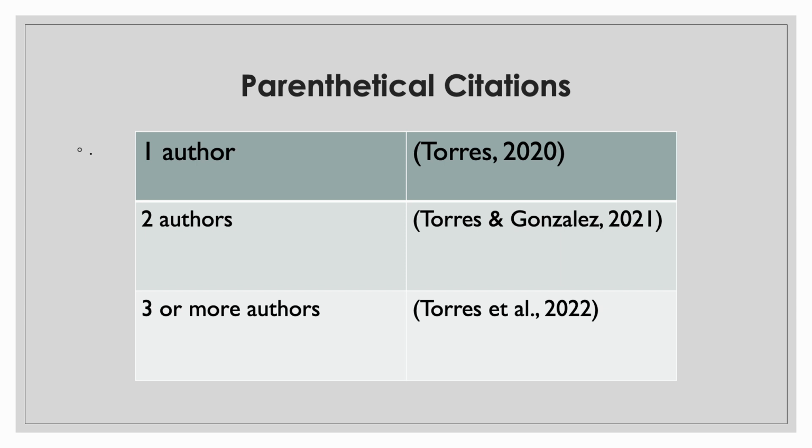When you have 3 or more authors, you put the first author's last name, followed by et al., period, comma, publication date, all in parentheses. Our example for 3 or more authors would be parenthesis, Torres, et al., period, comma, publication date 2022, which is what is seen, parenthesis.